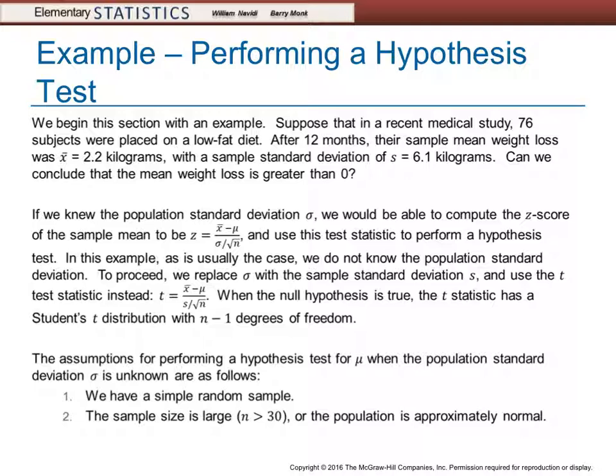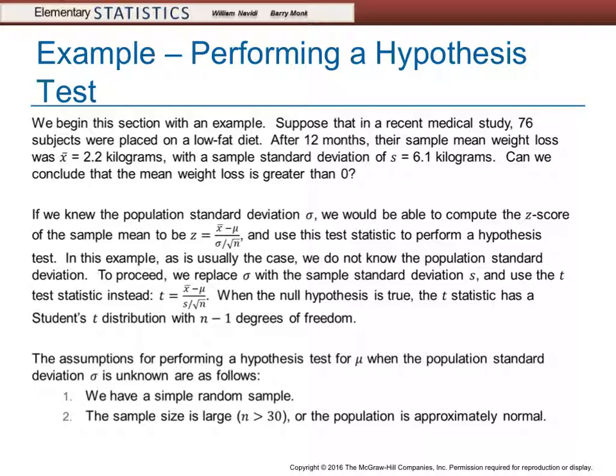So we begin this section with an example. Suppose that in a recent medical study, 76 subjects were placed on a low-fat diet. After 12 months, their sample mean weight loss was 2.2 kilograms with a sample standard deviation of 6.1 kilograms. We conclude that the mean weight loss is greater than 0.